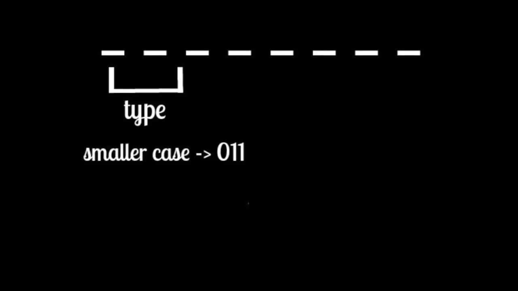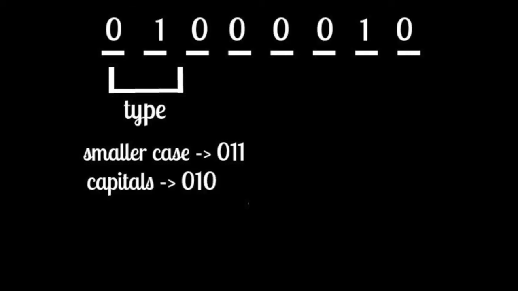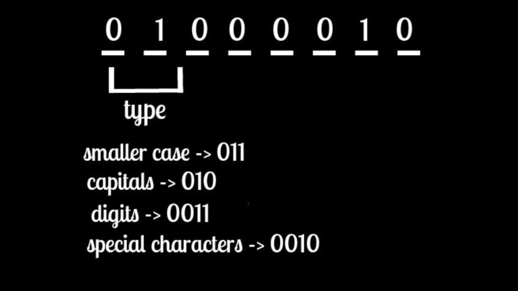So we know there are 8 bits in a byte. So the first few bits will store the type of character typed and the next few will store the actual value. Prefix for smaller case letters is 011, while that for capital letters is 010. The capital letter B will be denoted with 010 00010. Similarly, there are prefixes for numbers and special characters.